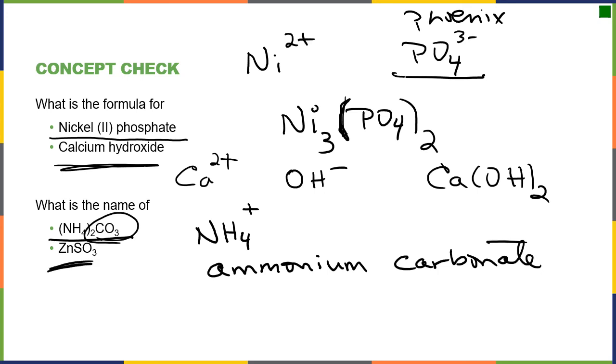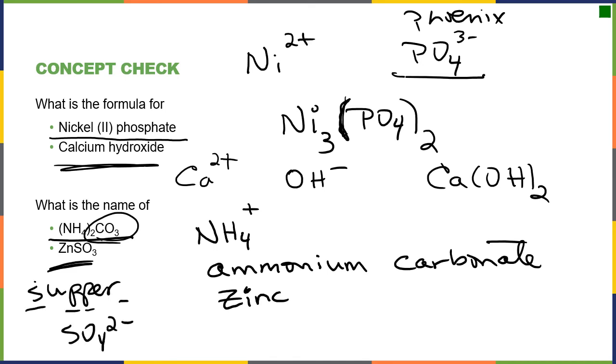And that's it. ZnSO3, well, Zn is zinc. SO3, well, we're going to go again to Nick the Camel ate supper. If we look at supper, this is SO4 2 minus. Remember, ate clams, so this is sulfate. Well, this is 3 oxygens, so this has to be sulfite. Zinc is a type 1 metal, so there's no charge needed.